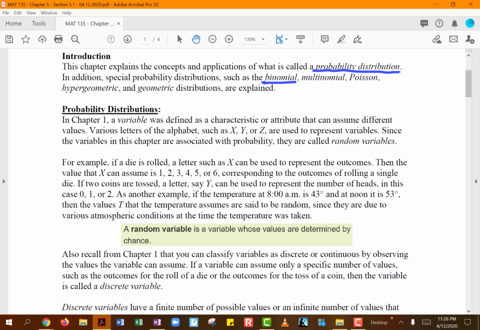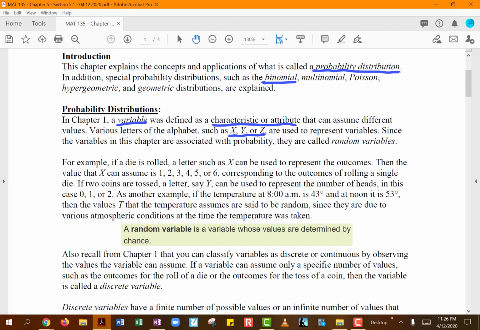So let's start out here with defining some terminology. Remember we had started talking about variables, and as you can see that was in chapter 1. That can be defined as a characteristic or an attribute that can assume different values, right? Of course we know you can use different letters from your alphabet to represent variables. So here we'll talk about a capital X, Y, or Z, or depending on what data you're looking at, you can define your variables based on that.